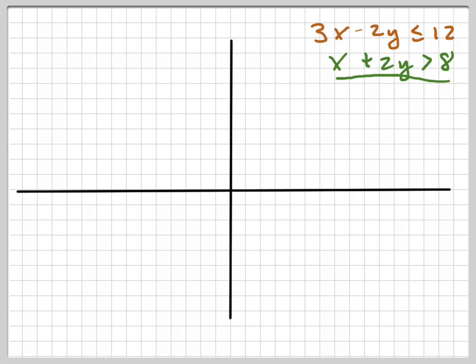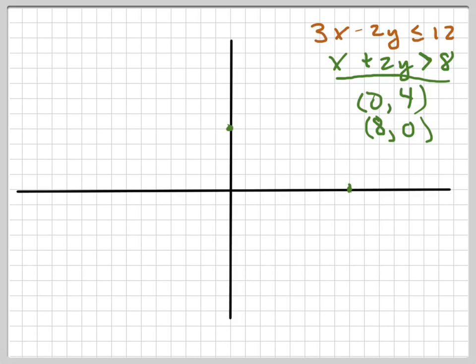So the two intercepts of this green line are 0, comma, again, ignore the inequality part for right now, 0, comma, what? 4, right? And if I plug 0 in for y, what would x have to be? 8. So there are my two intercepts: 0, comma 4, right here, and 8, comma 0. 1, 2, 3, 4, 5, 6, 7, 8, right there.